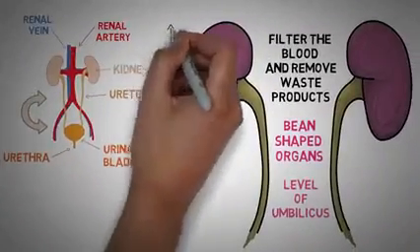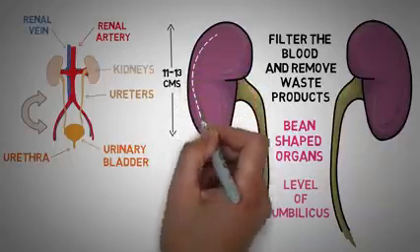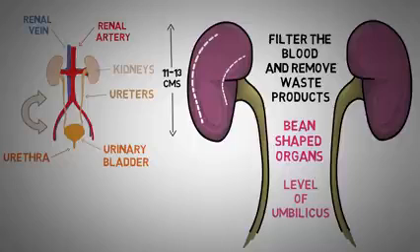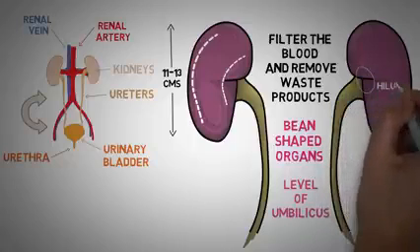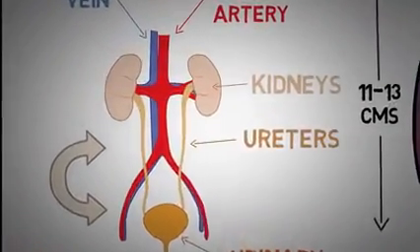Each kidney measures approximately 11 to 13 centimeters in length, with the left kidney being slightly larger. The right kidney is placed at a lower level as compared to the left kidney. This asymmetry in size and placement is due to the position of the liver on the right side of the body. Now each kidney has a convex and a concave border. The concave border of the kidney has this notch-like structure known as the hilum. This is the place where the blood vessels enter and leave the kidney.